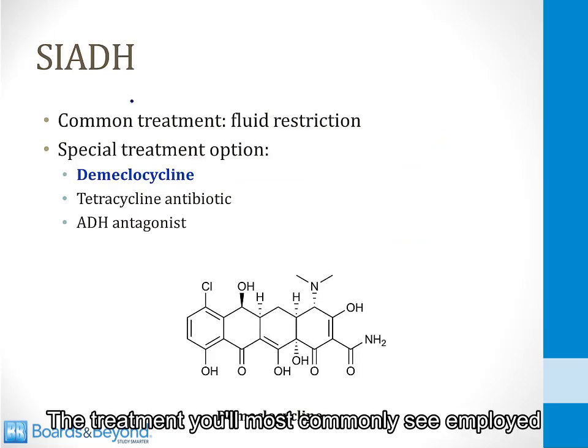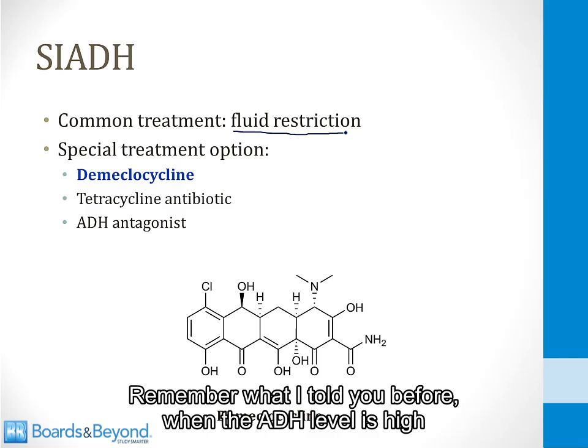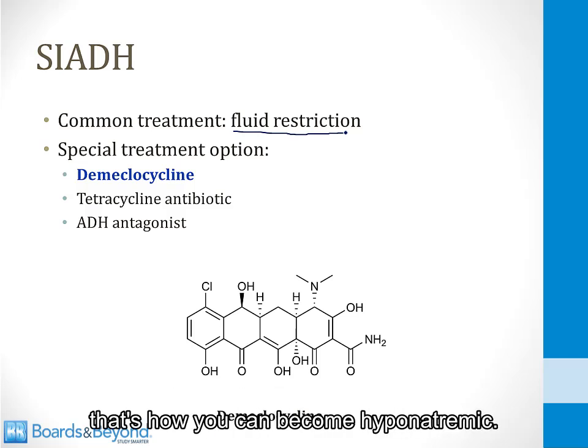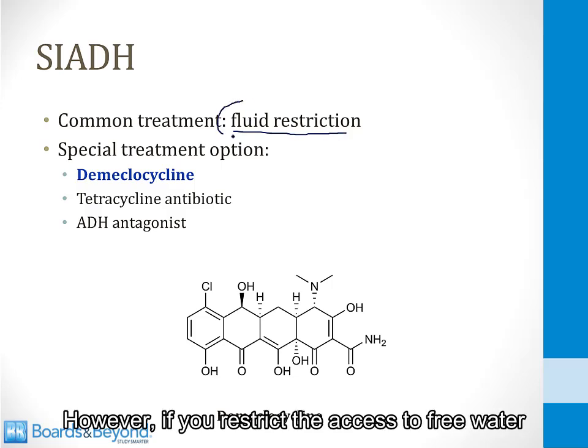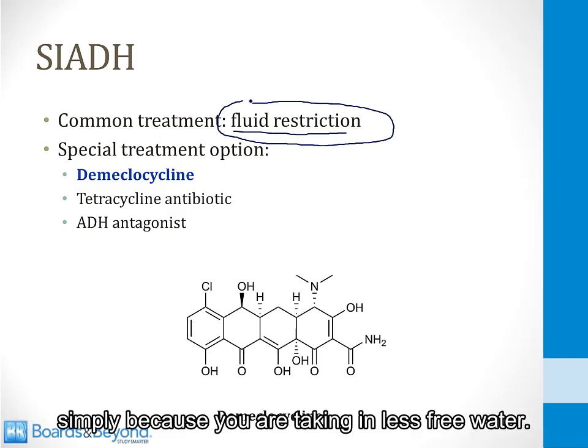The treatment you will most commonly see employed for SIADH is fluid restriction. Remember what I told you before, when the ADH level is high, you retain most of the free water that you drink. That's how you can become hyponatremic. However, if you restrict the access to free water, then the sodium concentration will slowly rise over time, simply because you are taking in less free water.